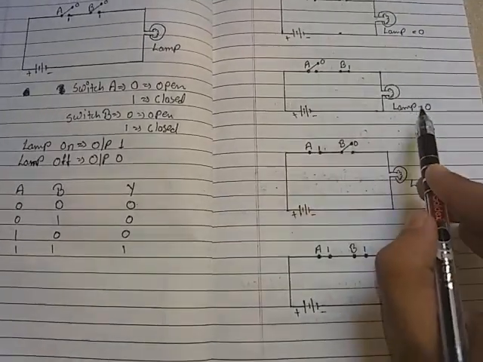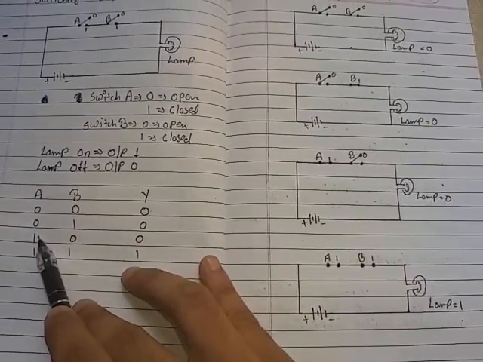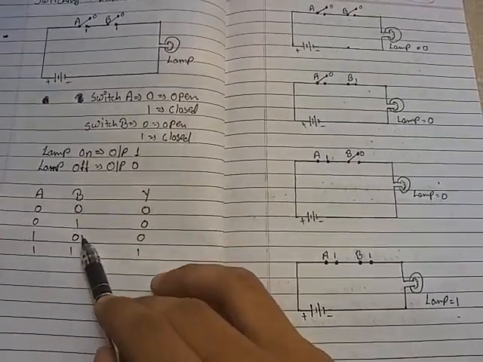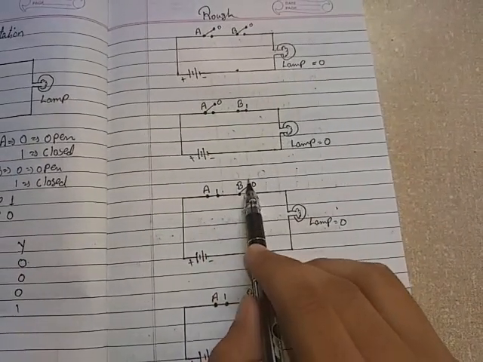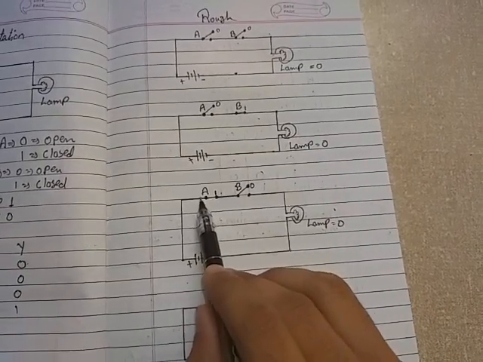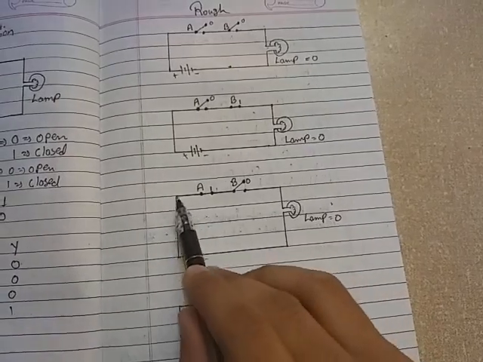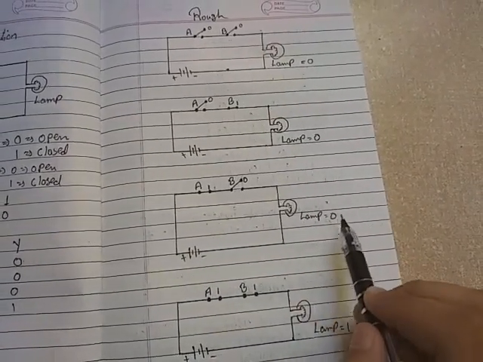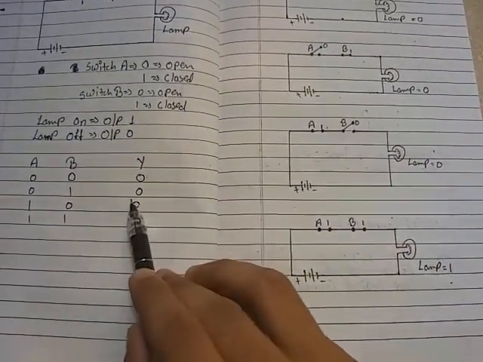Here it is 0. Now the next condition, when switch A is closed and B is open, that is A is 1 and B is 0. So A is closed and B is opened. Current starts flowing from the positive terminal and reaches A. As A is closed, it passes to B and B is open. In this condition as well, the circuit is open and the lamp will not glow.